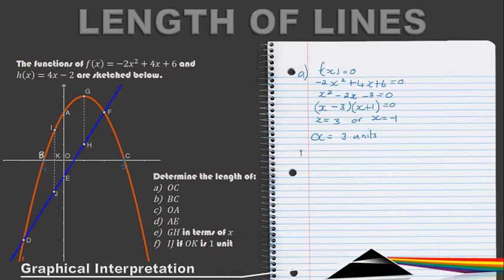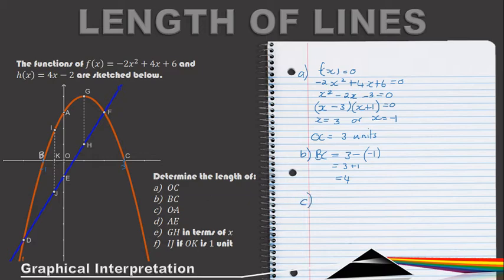Then for B, we need to find BC. BC being from negative 1 to 3, I take the big value minus the small value: 3 minus negative 1 is equal to 3 plus 1, which is equal to 4. I can do it like this, or I can just read it off the graph. If this is 1 unit and that's 3 units, added together is 4 units.